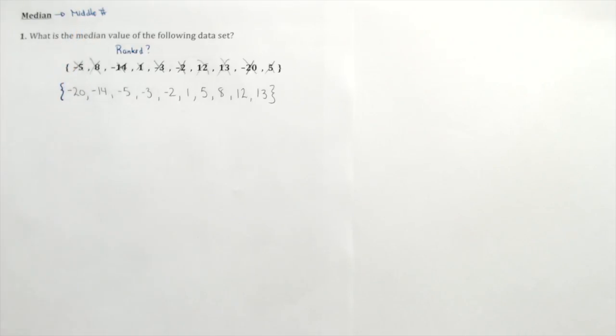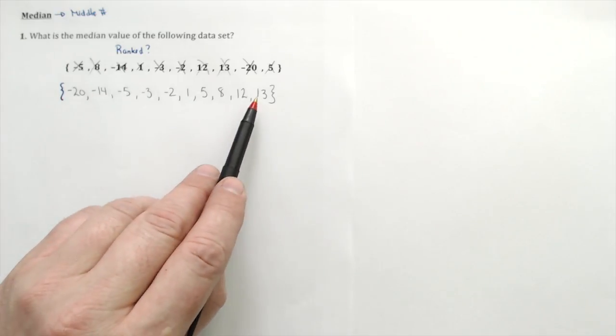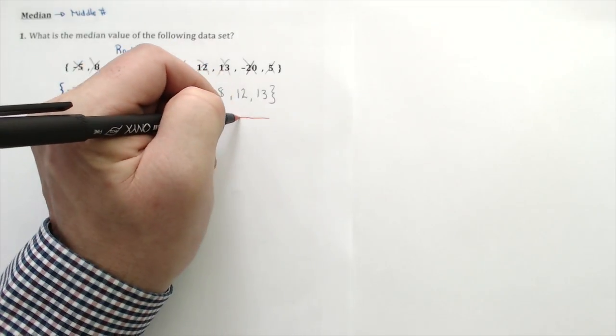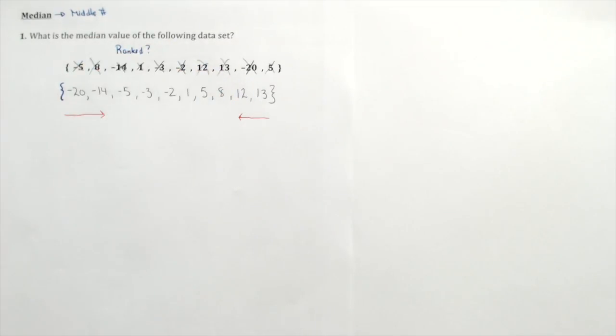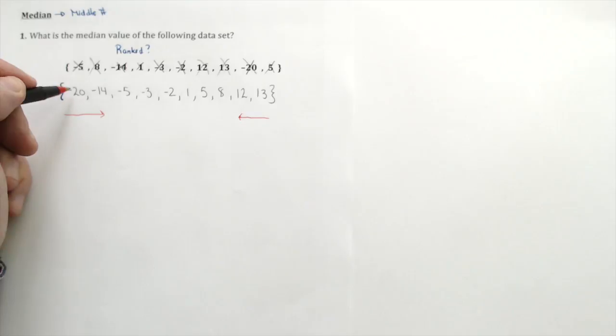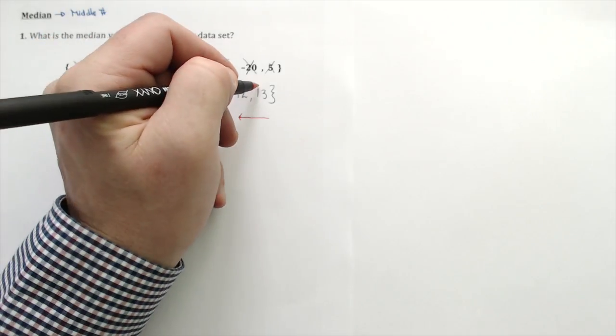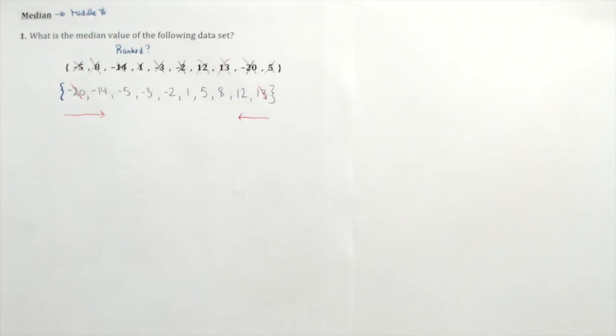And now I can see I have all my numbers nicely arranged from the lowest all the way up to the highest. And so the next step, in order to find the middle number, is really easy. We're just going to start scratching values out from both sides, working our way into the middle from this direction and from this direction at the same time until we're left with one number in the middle. And so I'm going to scratch out the negative 20, and I'm going to scratch out the 13.